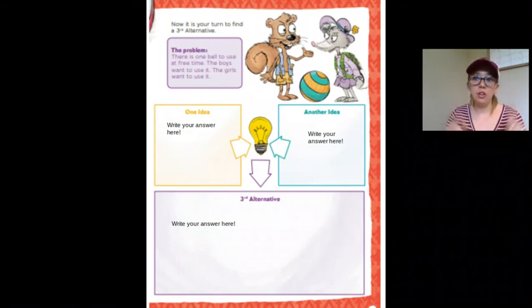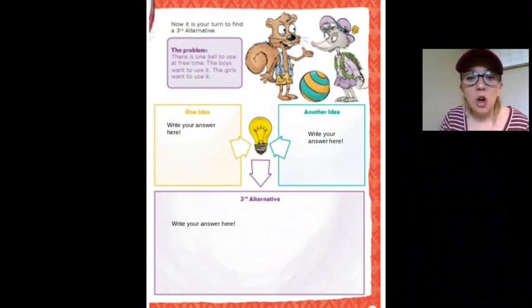Or there's a third alternative. And that third alternative could be maybe the boys and girls decide together and use the ball together and make up a brand new game where they can each have fun and take turns and play with the ball all together. So those were just my ideas. You guys get to create your own ideas, and I will be so excited to see what you come up with when you turn this assignment in.